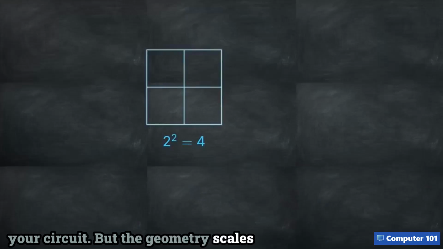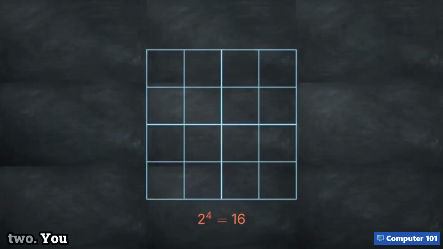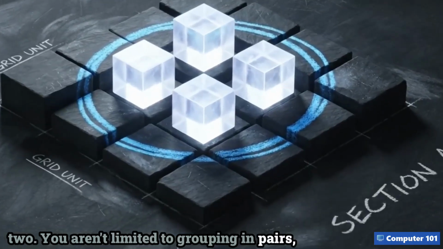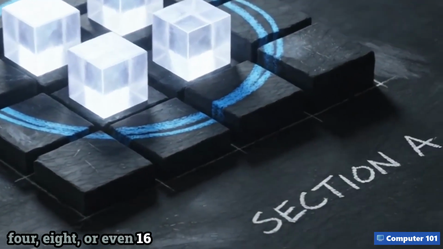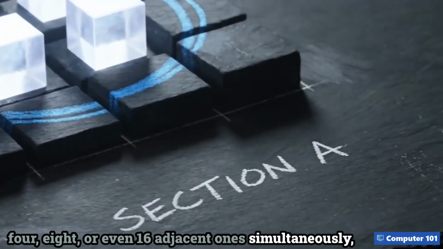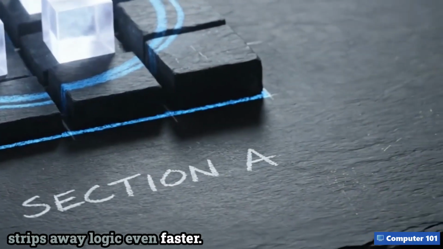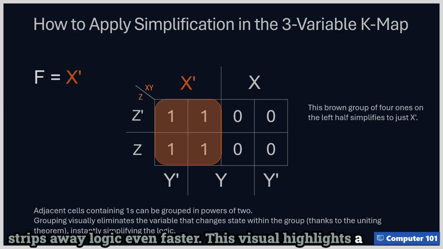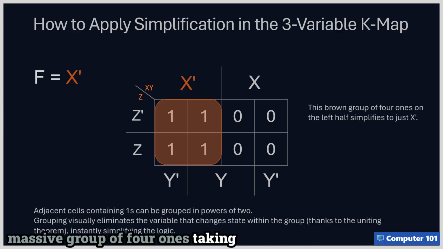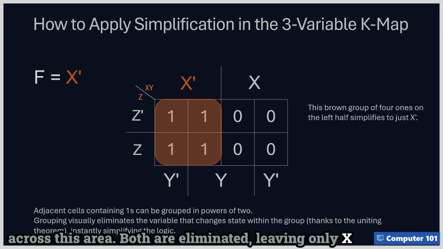But the geometry scales up in powers of 2. You aren't limited to grouping in pairs. Capturing 4, 8, or even 16 adjacent ones simultaneously strips away logic even faster. This visual highlights a massive group of 4 ones taking up the left half of the map. Because a quad spans 4 distinct cells, 2 variables change state. Tracing the edges, y and z flip across this area. Both are eliminated, leaving only x prime.